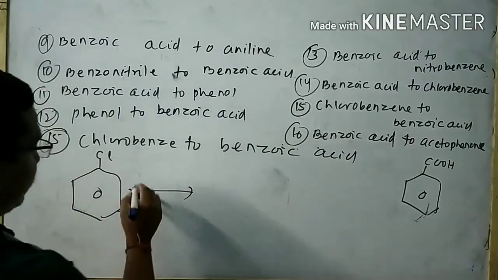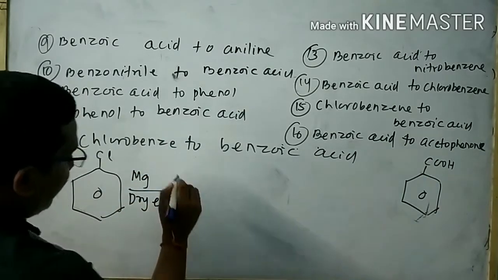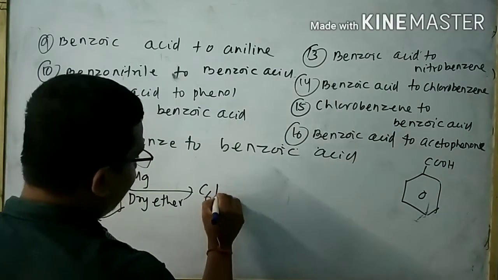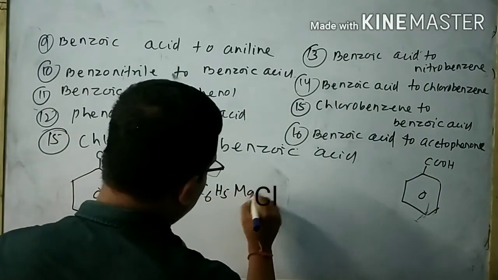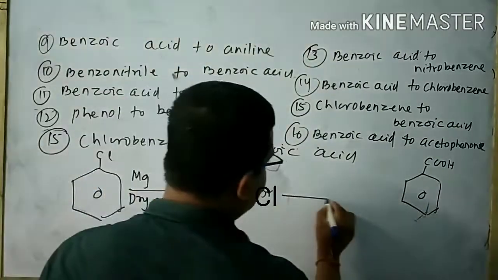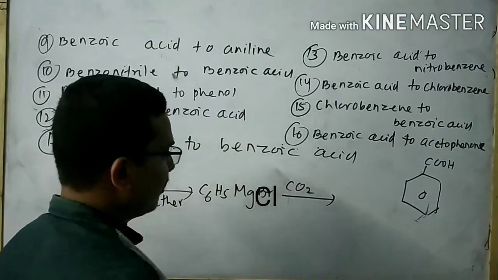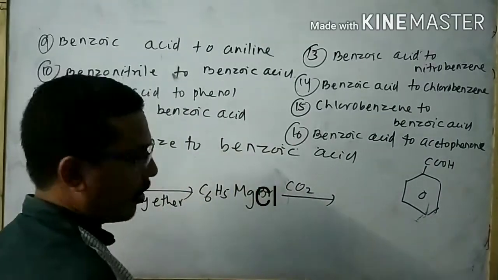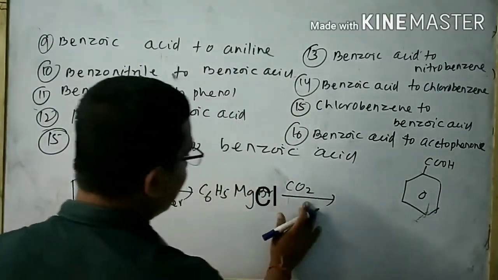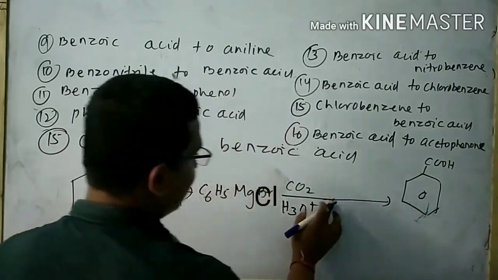Chlorobenzene is subjected to reaction with magnesium in the presence of dry ether. Then Grignard's reagent is formed. That is said to be Grignard's reagent. And Grignard's reagent subjected to reaction with carbon dioxide. Then an addition product is formed which undergoes acid hydrolysis, that gives you benzoic acid.